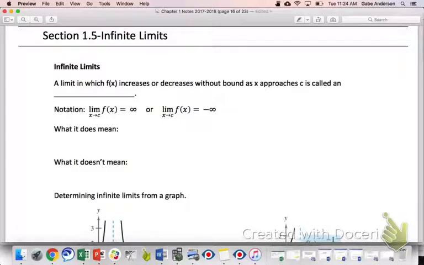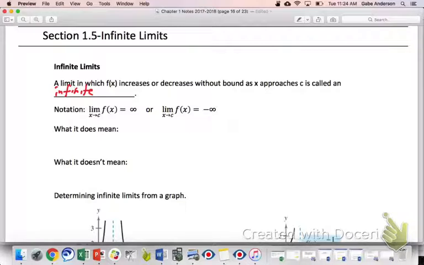Okay, at the reading, it's amazing. I've been doing this long enough. An infinite limit is a limit in which f of x increases or decreases without bound. It is called an infinite limit. That's the term here. And that would be one of those definitions you might be concerned about. I'm not going to ask you to memorize that word for word, but I would want you to know what it is and what it means.